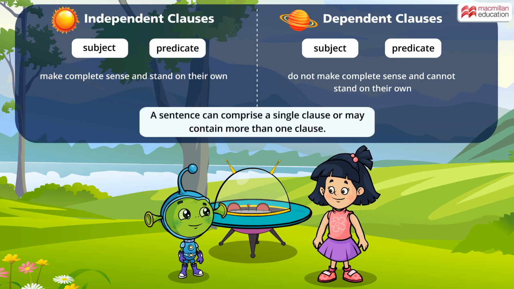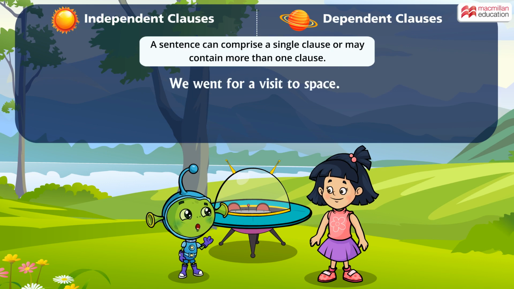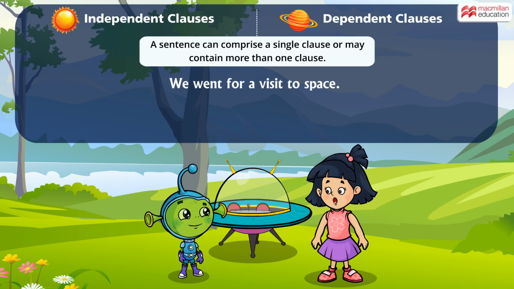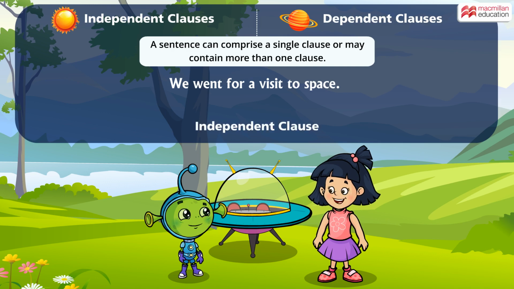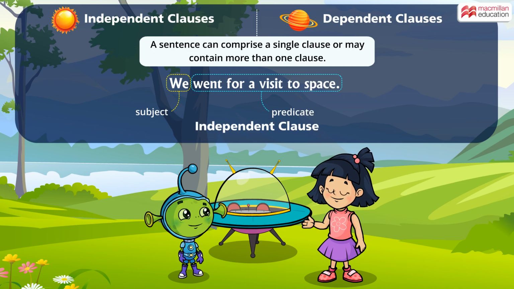A sentence can comprise a single clause or may contain more than one clause. We went for a visit to space. Now, this is a sentence that comprises an independent clause. It has a subject, a predicate, and it makes complete sense.